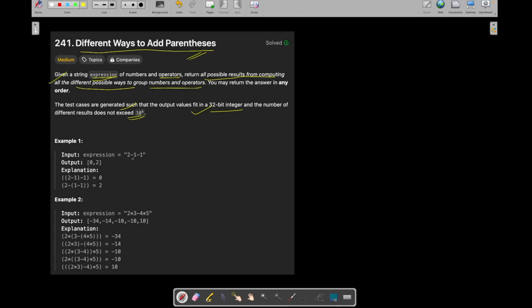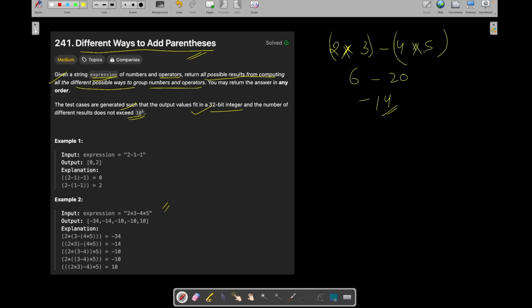Okay, so in this question we have been given an expression. Let's take this example, and we need to calculate all possible results of this expression. Now you would say that the multiplication operator will be executed first, and then the addition operator, and then the subtraction operator, right? No, we have been told that you need to calculate all possible results.